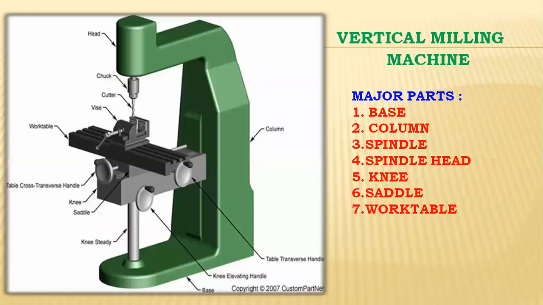Coming to the major parts that exist in this vertical milling machine. Major parts are base, column, spindle, spindle head, knee, saddle, work table.